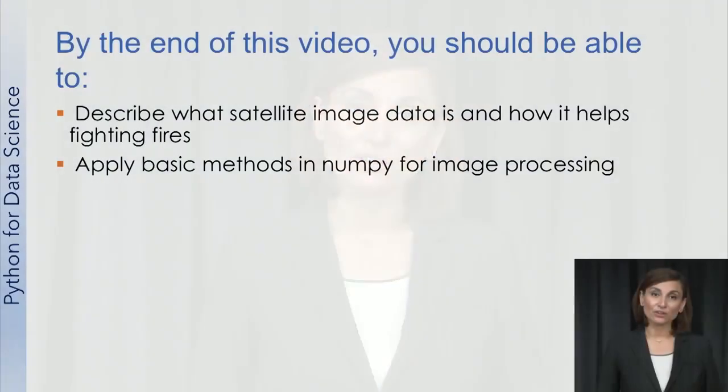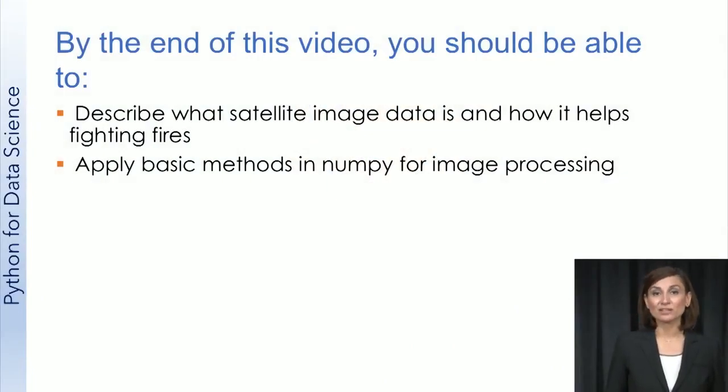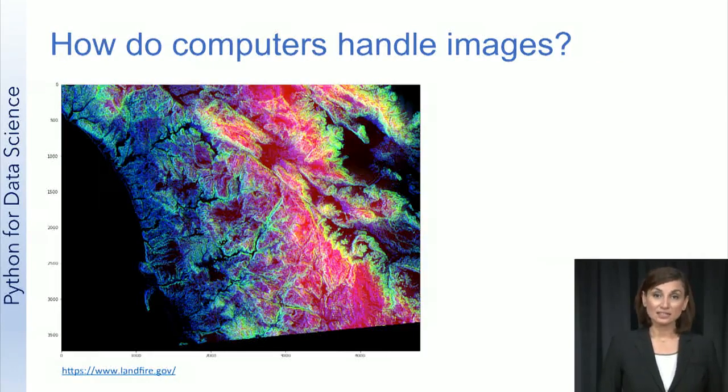By the end of this video, you should be able to describe what satellite image data is and how it helps fighting wildfires, and apply basic methods in NumPy for image processing. In this lesson, we'll go over a notebook that uses a satellite image from landfire.gov that can be used for analysis of the Earth's surface. It is very common for any earth science application to include an analysis of visual graphs in the form of maps, photos, or satellite imagery, as seen in this image.